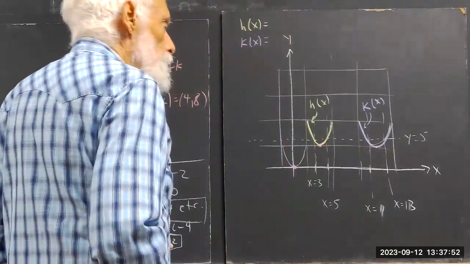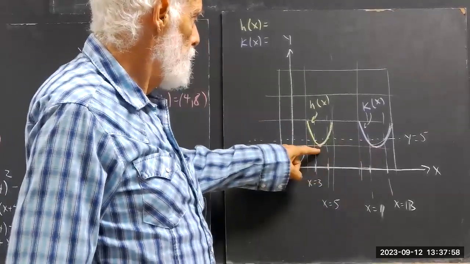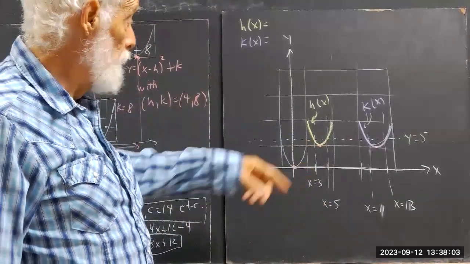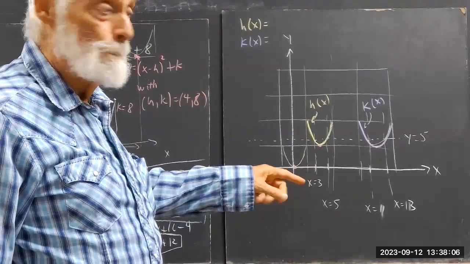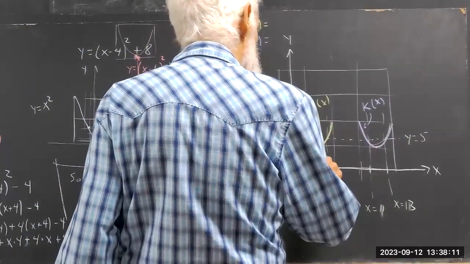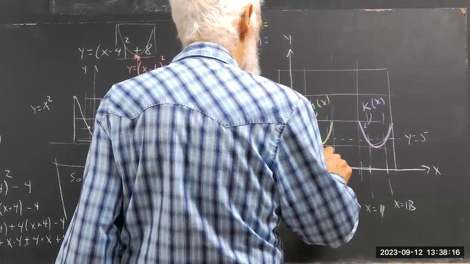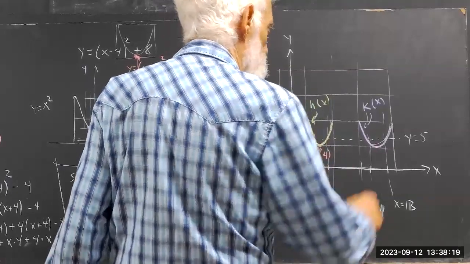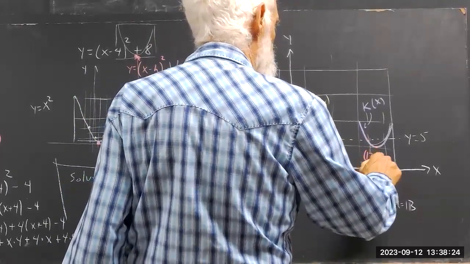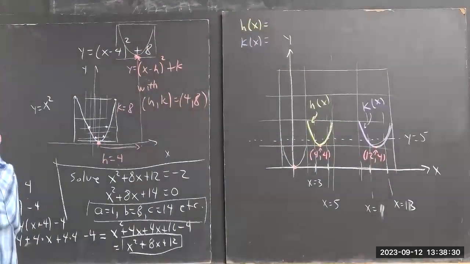So for example, what are the coordinates of this point? Show me, what's the x coordinate? What's the y coordinate? 4. So if I was doing this, I'd mark 4, 4. And over here, we've got to go 4 more and 4 more, so this is going to be 12, 4.